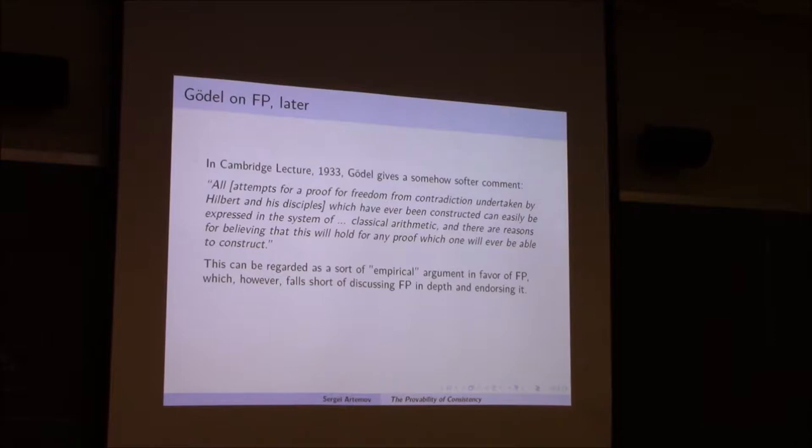In the Cambridge lecture already mentioned, 1933, Gödel gives some somewhat softer comment. All attempts for a proof of freedom from contradiction undertaken by Hilbert and his disciples, which have ever been constructed, can easily be expressed in the system of classical arithmetic. And there are no reasons to believe that this would hold for any proof which one will ever be able to construct.